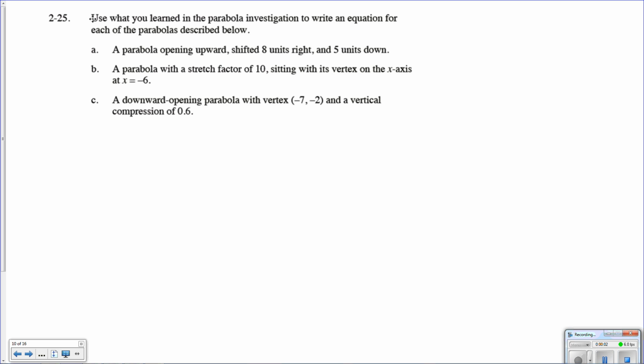Problem 2-25. Use what you learned in the parabola investigation to write an equation for each of the parabolas described below. Letter A. A parabola opening upward, shifted 8 units right and 5 units down.